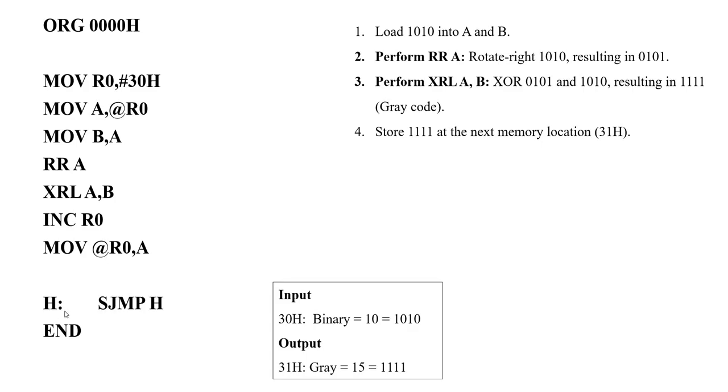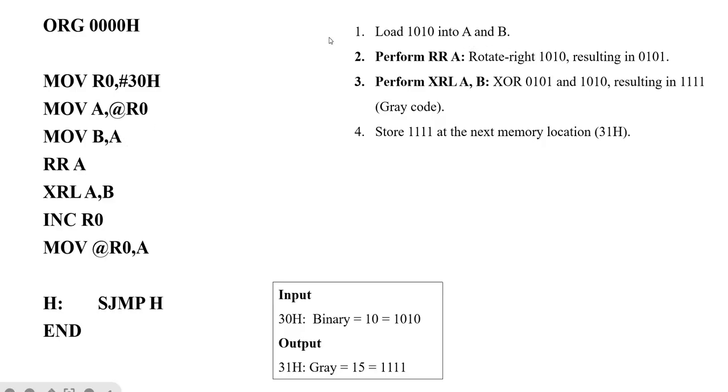We have to use this instruction, HERE: SJMP HERE. So this instruction will create an infinite loop in order to halt the program, preventing it from executing some further operations. Now here we have loaded 1010 into A and B.